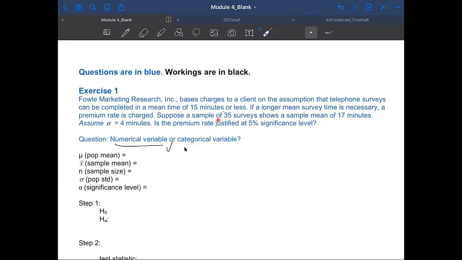Categorical data is typically yes or no, right? We are not talking about people who participate in this survey versus who don't. So those are different from numerical data.